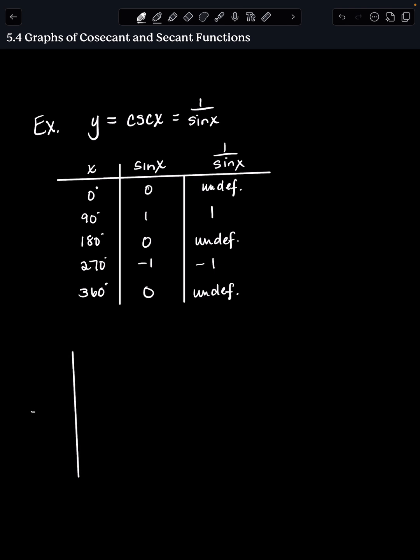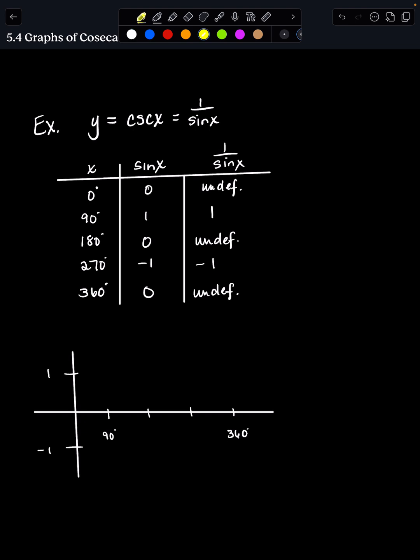So I'm going to draw this graph. I'm actually going to draw the graph of sine first. All right, so we know that we start at 0, go up to 1, back to 0, down to negative 1, then back to 0. So this is my sine graph.